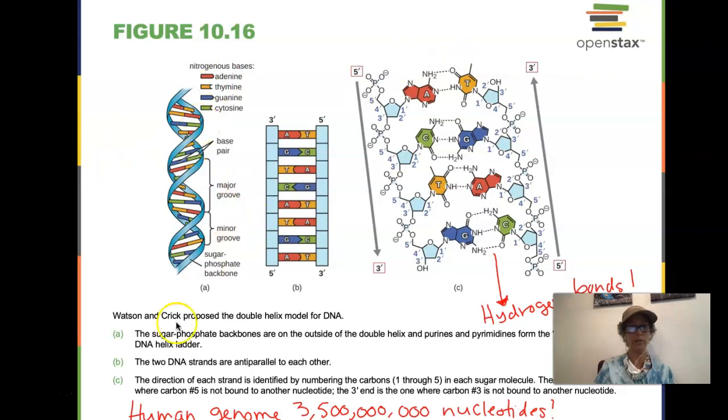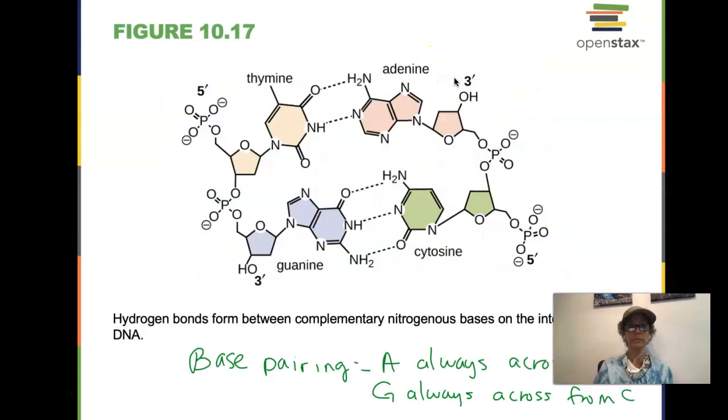And I have here at the bottom, the human genome is 3.5 billion nucleotides. That is a lot of phosphodiester bonds and an awful lot of hydrogen bonds. So there's our complementary base pairing. We have a thymine across from an adenine and a guanine across from a cytosine. 5' end on the top for this strand, 5' end on the bottom for the other.